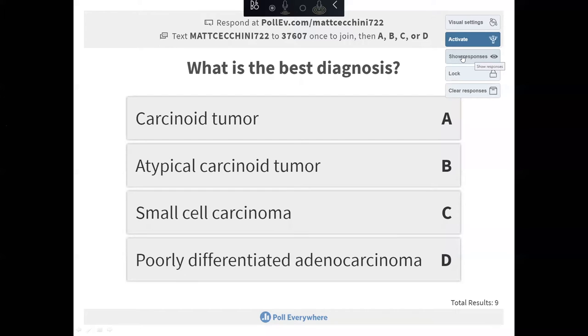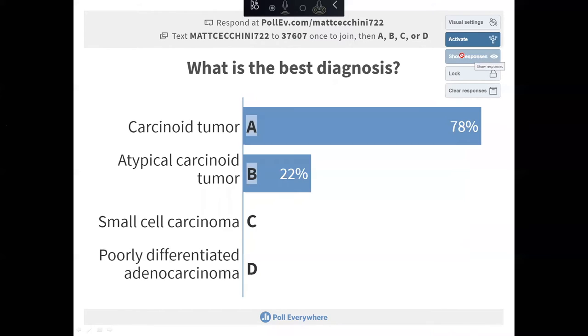Okay, well, I'll stop with that. We'll go for 9. Next time, we'll shoot for 10. Perfect. So yeah, carcinoid tumor, that is the answer.